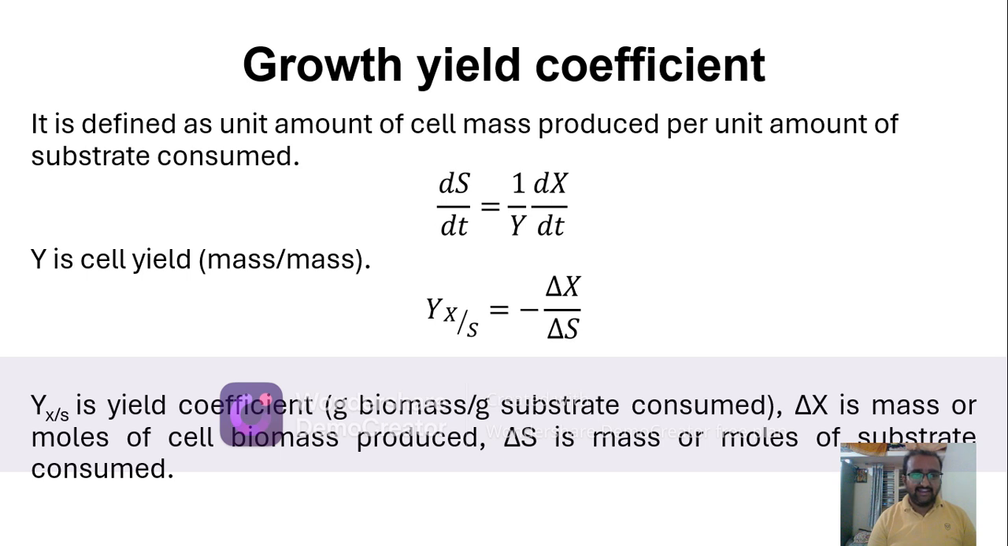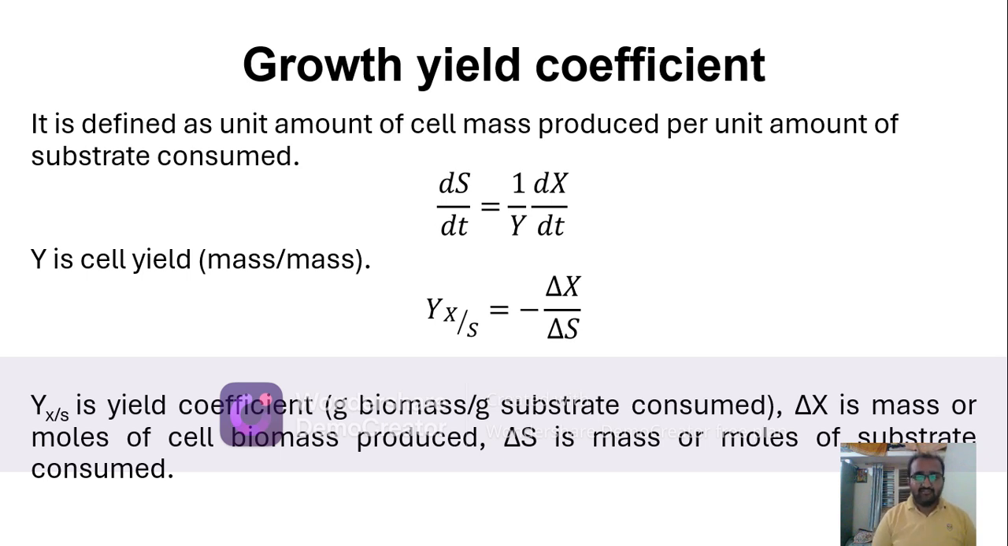Y is the cell yield, nothing but the yield coefficient, that is, grams of biomass produced per gram of substrate consumed, where delta x is the mass or moles of cell biomass produced and delta s is the mass or moles of substrate consumed, so Y x by s is equal to delta x by delta s, which is nothing but (x2 minus x1) divided by (s2 minus s1). The theoretical yield can reach a maximum value of 1, which means the substrate supplied is completely converted to the biomass or the product.